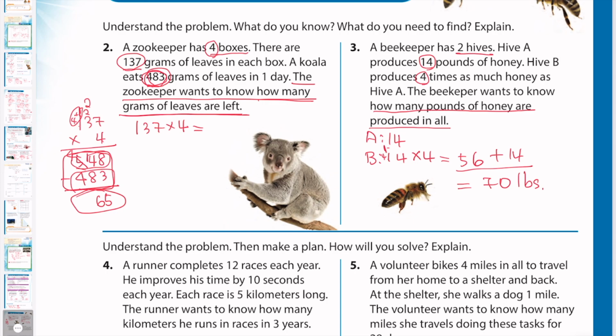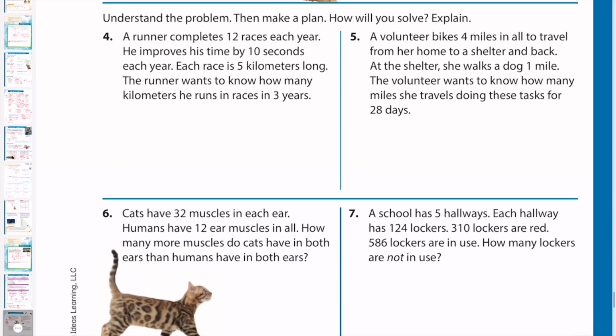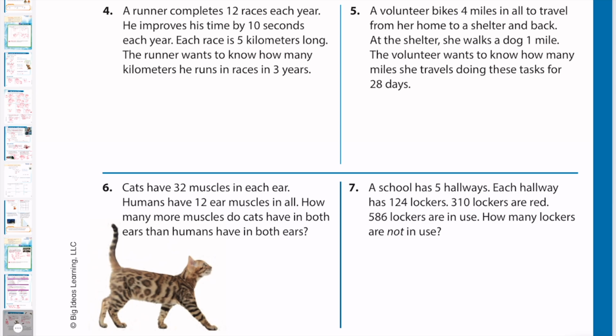Now let's move on. Understand the problem, then make a plan. How will you solve? Explain. A runner completes 12 races each year. He improves his time by 10 seconds each year, and each race is 5 kilometers long. The runner wants to know how many kilometers he runs in races in 3 years. This is the problem we need to solve.